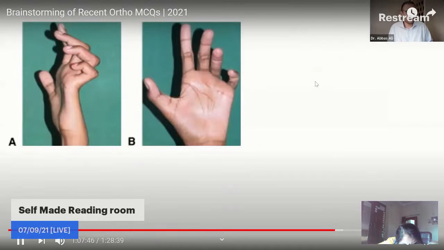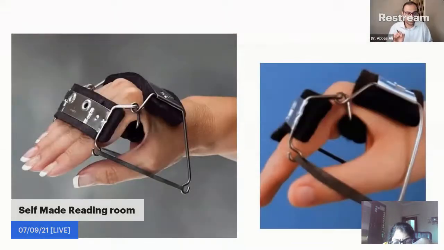What is this deformity? No, this is not benediction of Pope sign. This is partial clawing of the hand. You can clearly see hyperextension at the MCP. Which nerve? Ulnar nerve. Complete claw you will get in ulnar plus median nerve. What is the splint that you will use in claw hand?